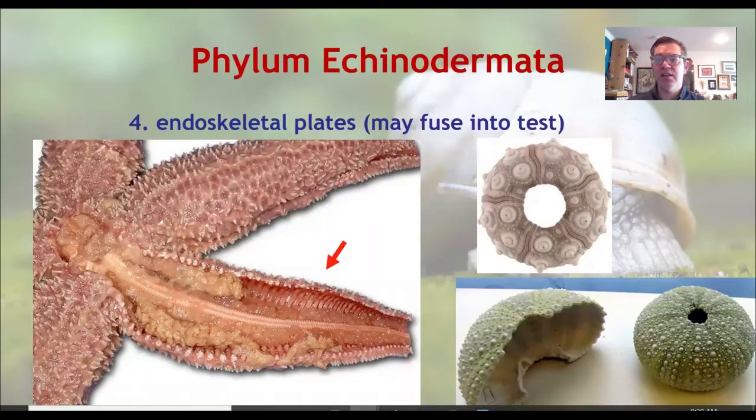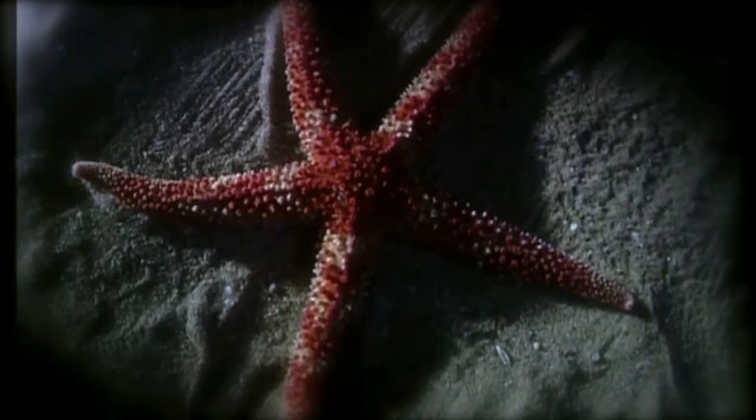When you find a sand dollar on the beach, what you are examining is the skeleton of the animal that is made of a series of hard plates. These are called endoskeletal plates because they are inside the animal, unlike the exoskeleton of arthropods. In the case of sea urchins and sand dollars, the plates fuse together to form a single piece called a test. Here you can see how these plates are put together.